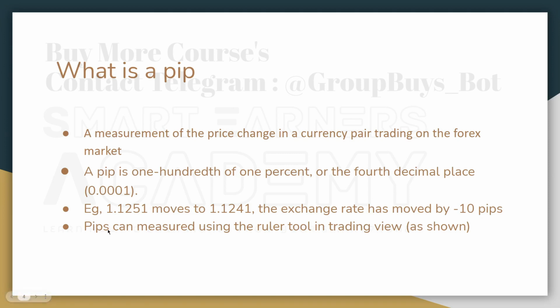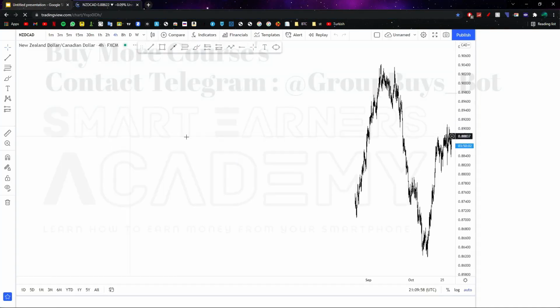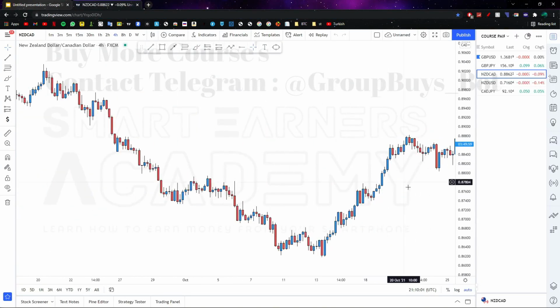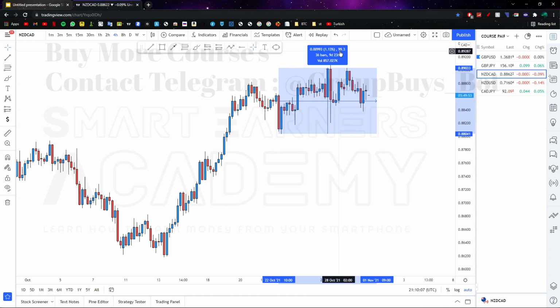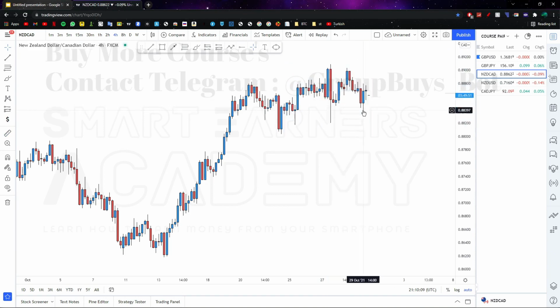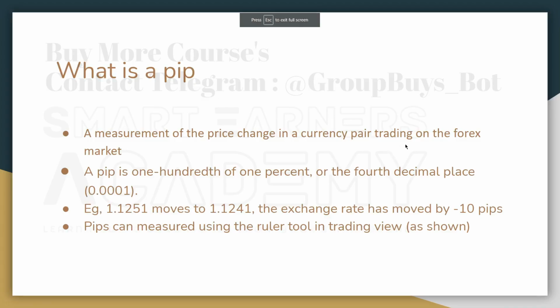Now, pips can be measured using the ruler tool in TradingView. So let me just show you what that looks like. If you just go on TradingView and you click on this ruler tool, it would look like this, and that is 100 pips. So this last number over here would be 100 pips. And now, let me quickly go back into this.